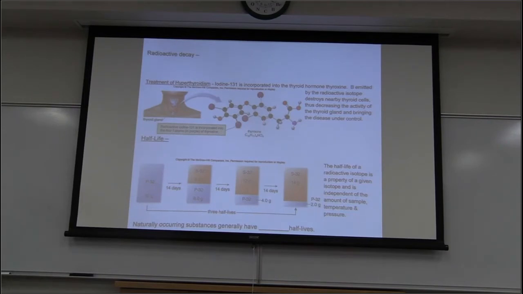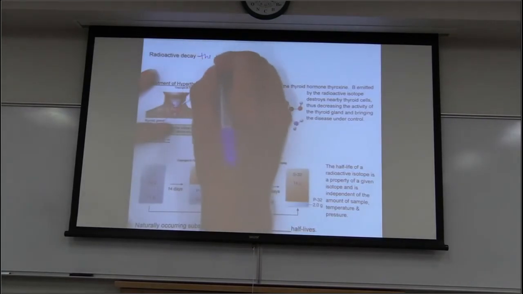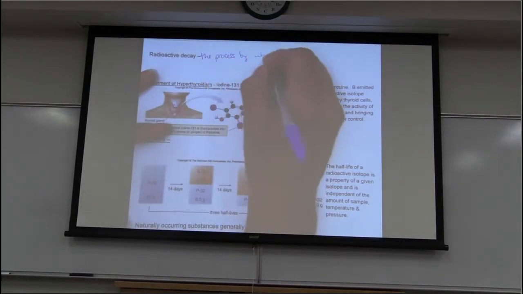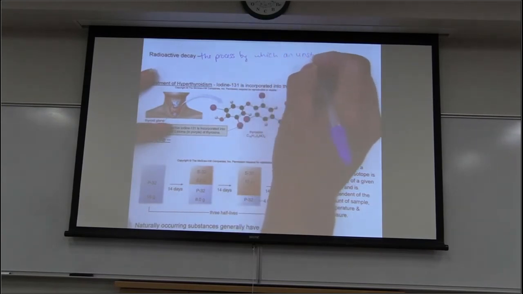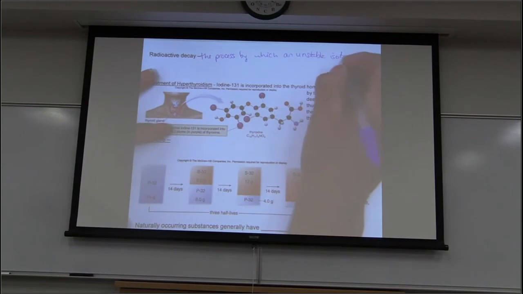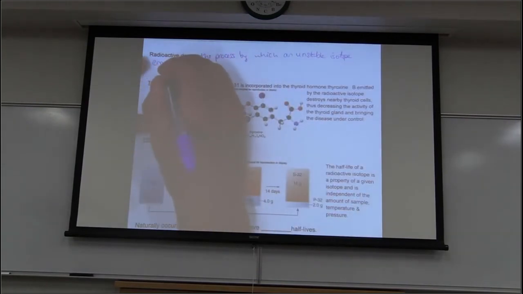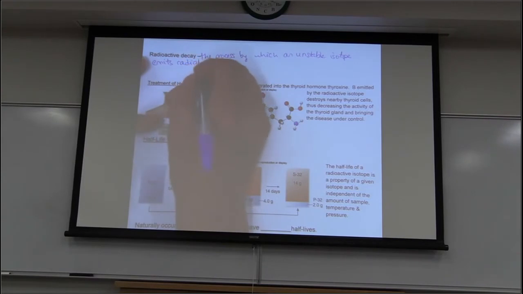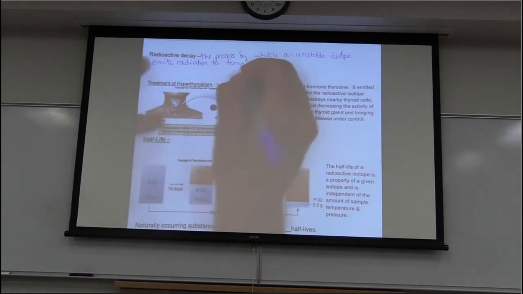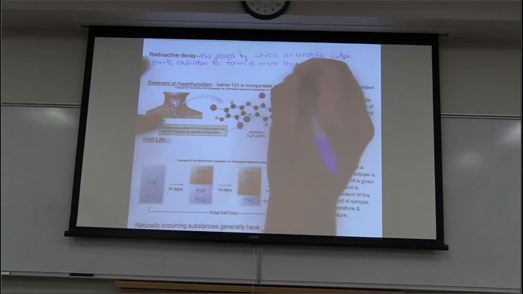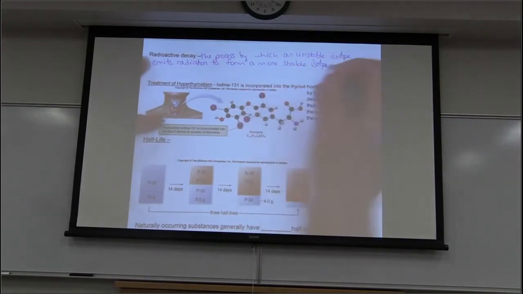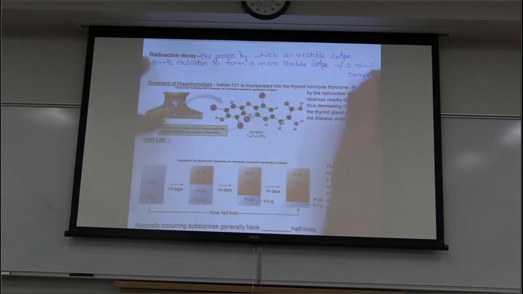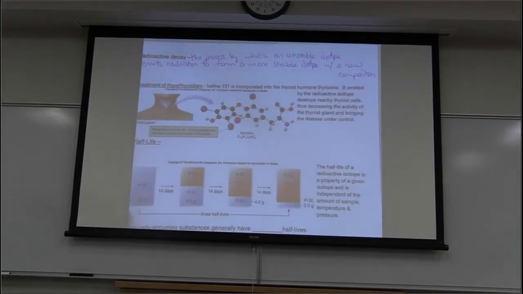All right, keep going on radioactivity. So what is radioactive decay? I pretty much have already answered that, but let's talk about it again. It's the process by which an unstable isotope emits radiation to form a more stable isotope with a new composition. And that's what we were talking about. It's a new element. A new element is formed.